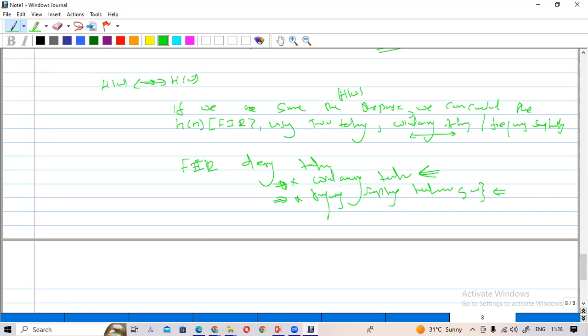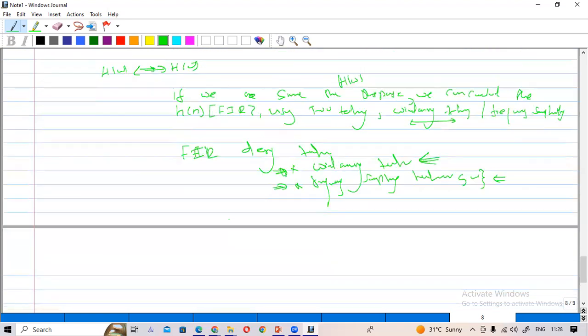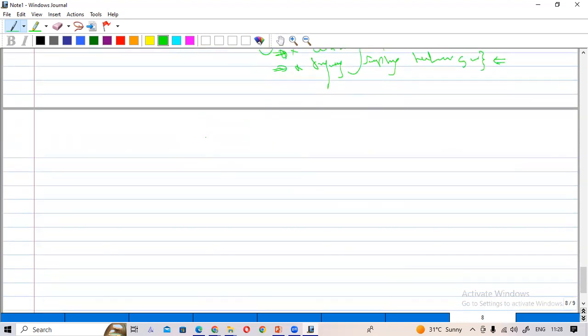So that is one simple technique to design an FIR filter. Actually, designing means we are concluding the h[n], okay? So that is our design. We refer to design as concluding the h[n]. So this windowing technique is one very popular technique to conclude the h[n] if H(omega) is given, okay?